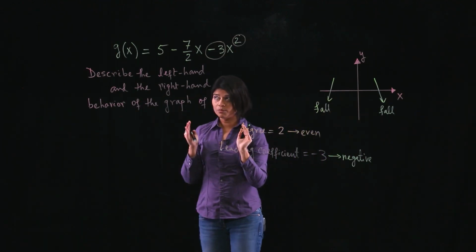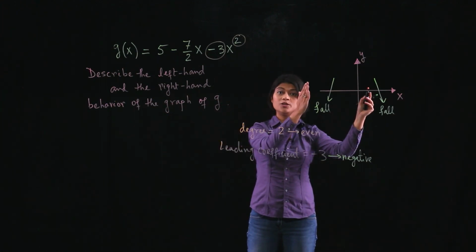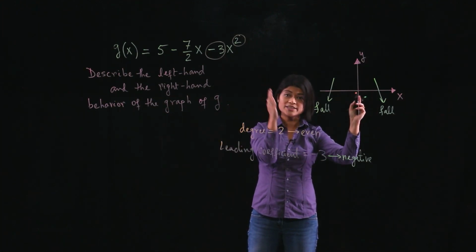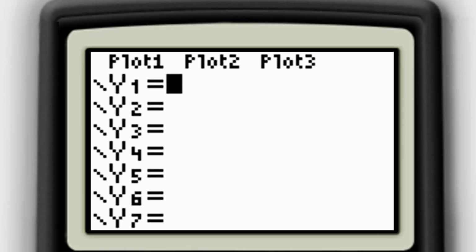Which means, one more time, the left-hand and right-hand behavior of the function will look like this. It will fall towards the left and towards the right. To finish, we have to check our result using a graphing utility. You can graph the function.